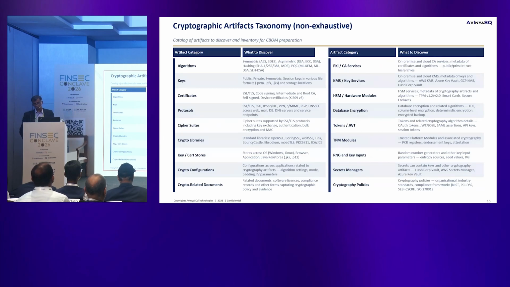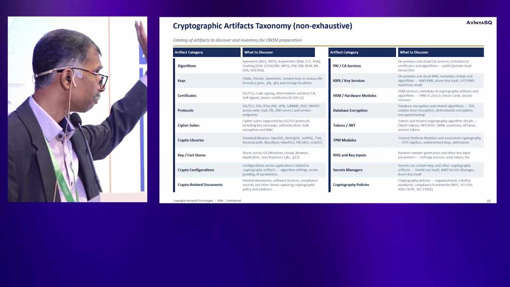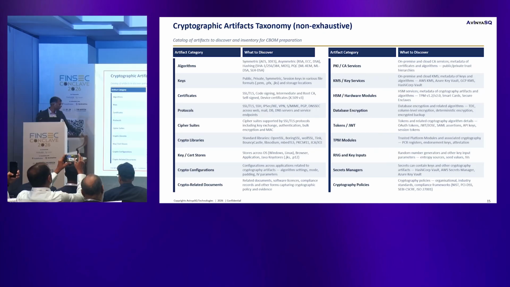But the thing is, there are not just one or two cryptography artifacts. There is a huge list. Again, I'll say this is not a complete list. I tried to list down as much as possible, a non-exhaustive list. So there are algorithms, keys, certificates, protocols, cipher suites, libraries, stores, configurations you do, PKI systems, KMS systems, HSM systems, database encryption, tokens. This is a huge list. It goes on. I'm sure you'll be able to think of a few more if you start thinking about it.